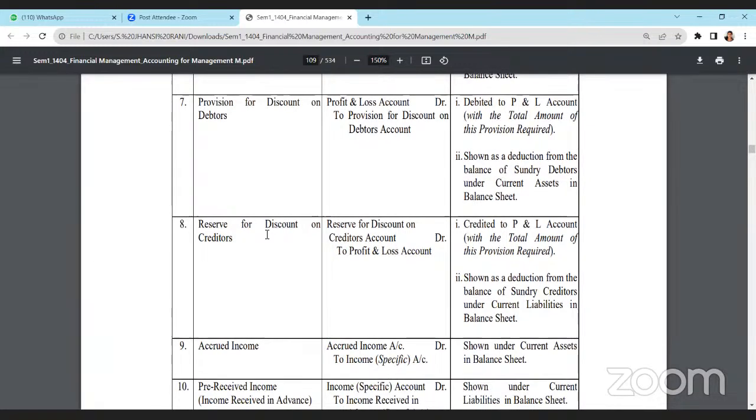Reserve for discount on creditors. Creditors are those whom we should pay. Whenever the discount is given by them, it's a gain to us. We will write it on the profit and loss account credit side, and we deduct it from sundry creditors.